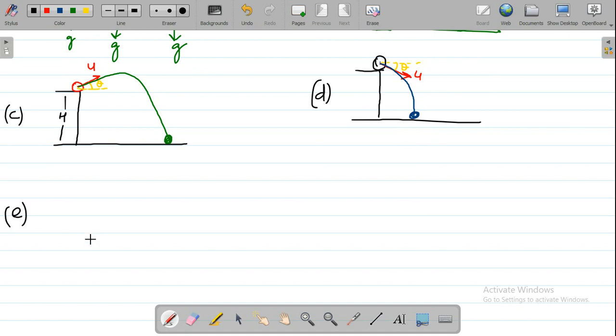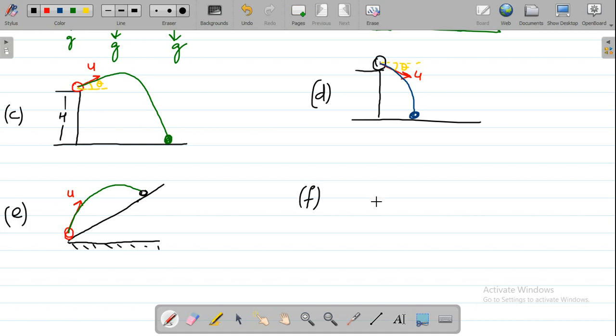And if we throw a body on an inclined plane, this is horizontal. We have to throw this object, we are throwing it like this. This is u. So here the body will have a path like this. This is another type of projectile.